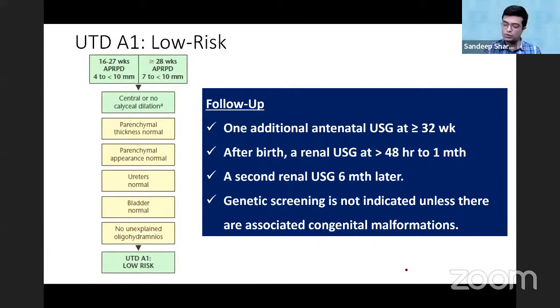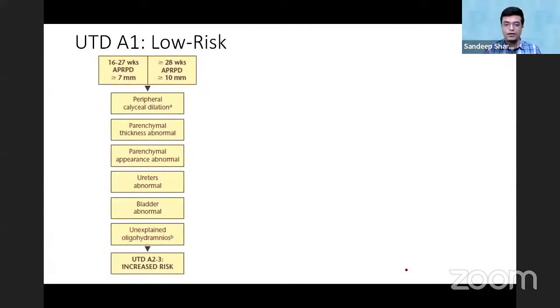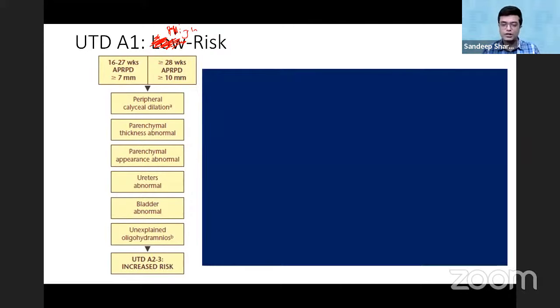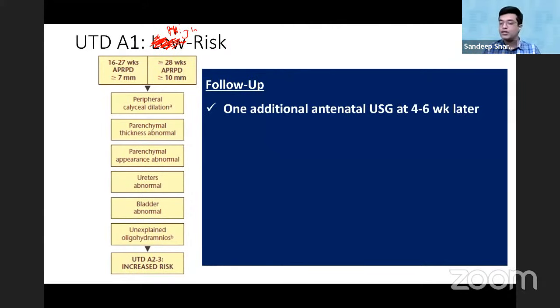Second, we come to UTD A1, increased risk. It is not low risk, it is increased risk or high risk. It is high risk, right? So in these patients, how you're going to manage follow-up? One additional ultrasound will be needed at 4 to 6 weeks from whatever time you have done the ultrasound.